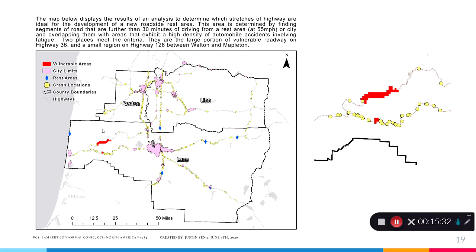Yeah, this is what I got. So for vulnerable areas along Highway 36 and Highway 126 headed to the coast, there's a couple areas where if you're tired, it's going to be tough to find a place to rest, and you're probably going to be in good company of people who have had a crash there because they were tired.